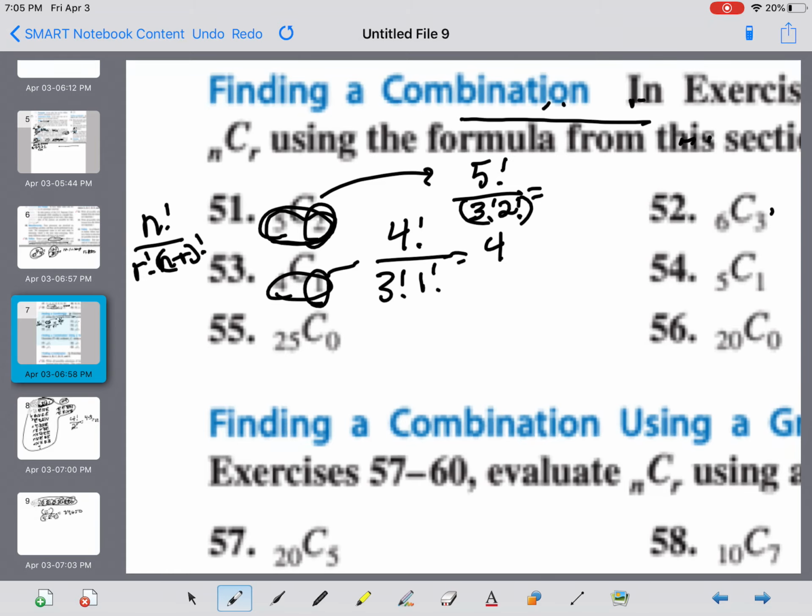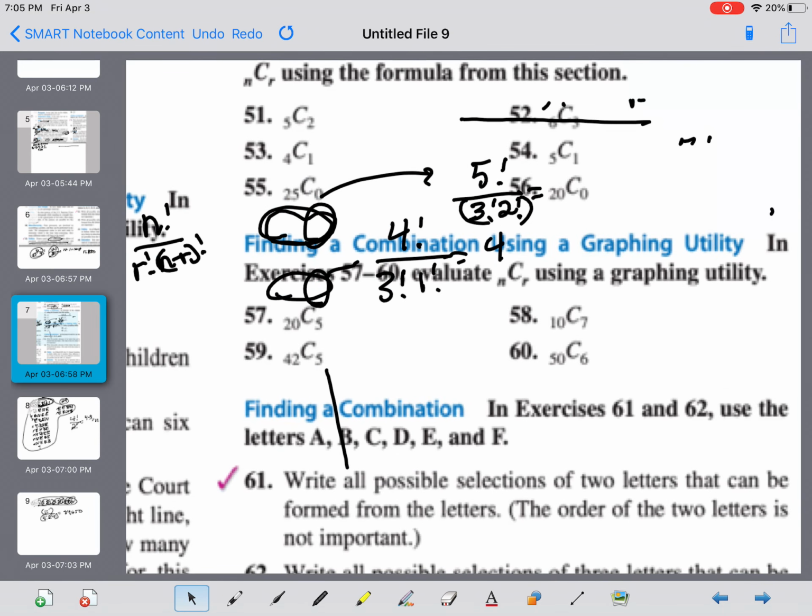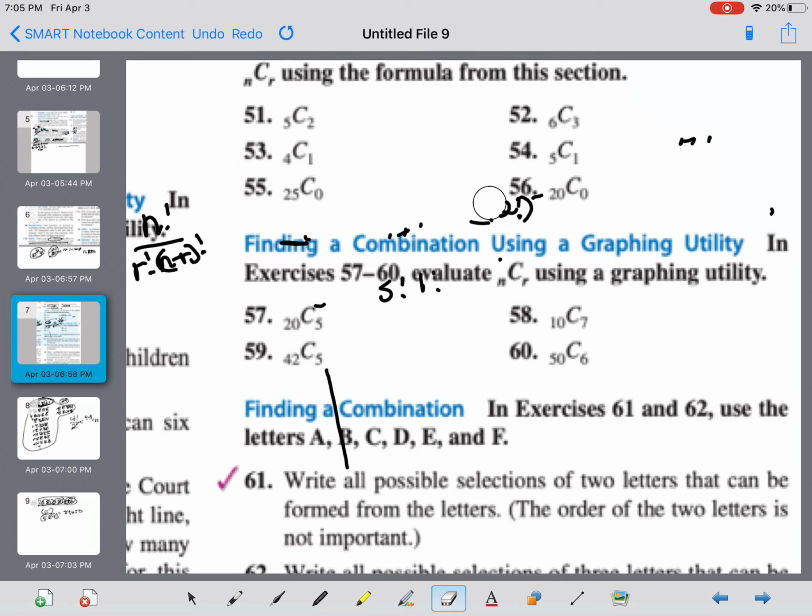Okay, so that was 53. We're going to 57, which is another example of that. So you can do 57, and I'll give you the answer. Make sure you double check your answer, see if you got it right, write it out. It'd be 20 factorial over 5 factorial, 15 factorial, and 57 ends up being 15,504. But double check that.